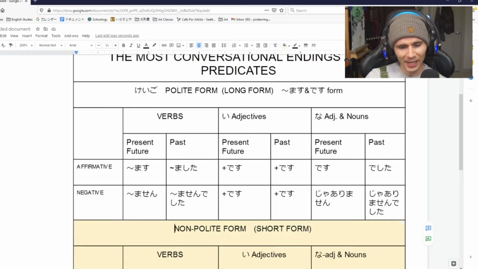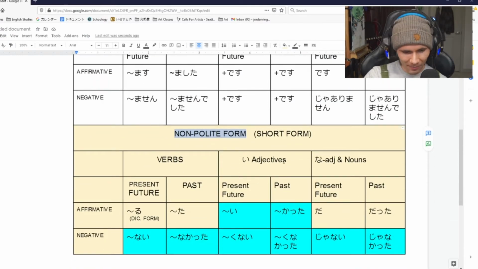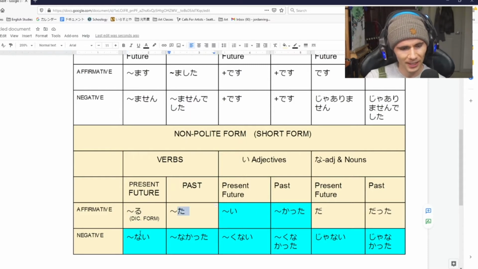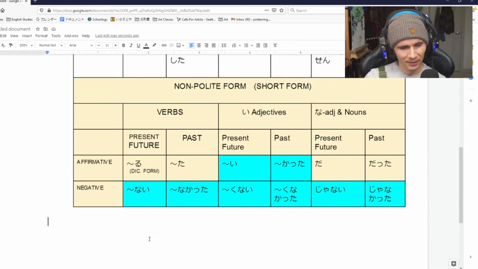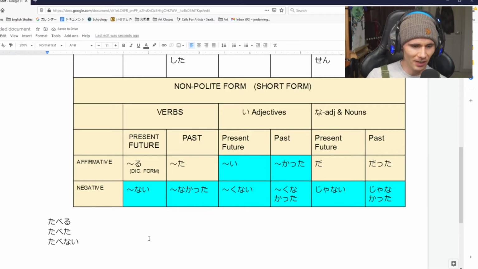Okay, great. So we have the non-polite form of verbs, and it looks like this: ru, ta, nai, and nakatta. So if we're using taberu, it would be to eat. I eat is taberu. I ate would be tabeta. I don't eat or I won't eat would be tabenai. And then I didn't eat, that would be tabenakatta. So let's go ahead and once again put in the translations.